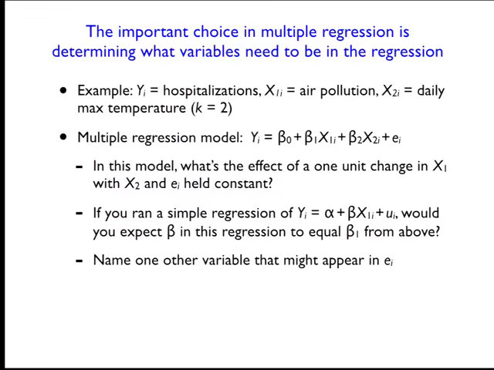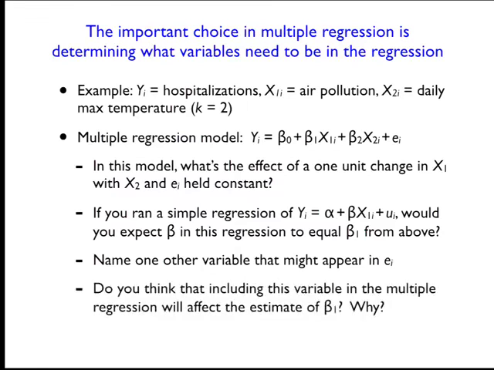Third, name another variable that you think could plausibly appear in EI and therefore might be something that you want to include in the regression. And if you come up with this variable, do you think that including it in the multiple regression is going to affect the estimate of beta 1? So basically, relative to the baseline up there where you have X1 and X2 in the model, if you come up with another variable and include it, do you think that beta 1, the coefficient of X1, is going to change when you re-estimate the regression?